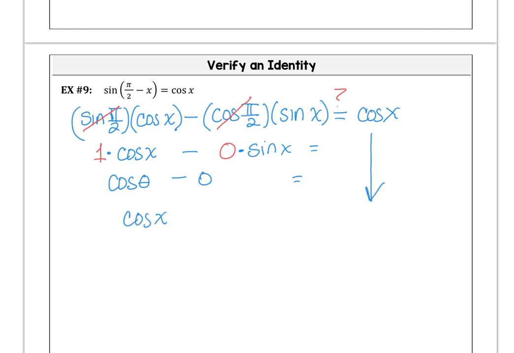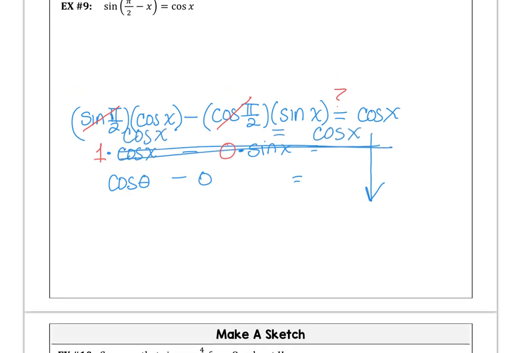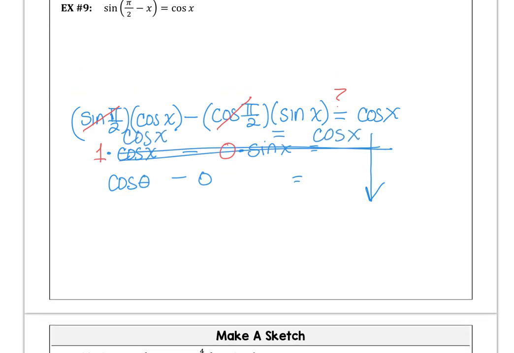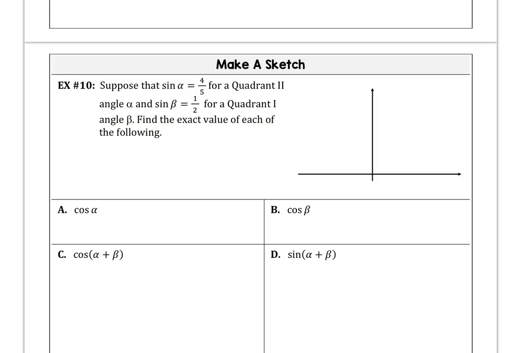So the cosine is equal to the cosine. Our left-hand expression up here is equivalent to just cosine. So that was pretty easy. Example 10. This one takes a little thinking.